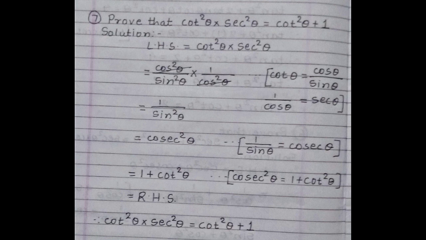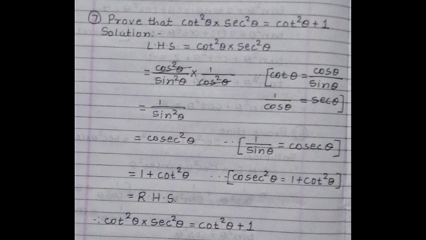Solution. What is given? LHS: cot square theta into sec square theta. So cot square theta is cos square theta upon sin square theta, and sec square theta is 1 upon cos square theta. So cos square theta gets cancelled. So it remains 1 upon sin square theta. Again, the reciprocal of sin theta, you know, is cosec theta. So 1 upon sin square theta is cosec square theta.